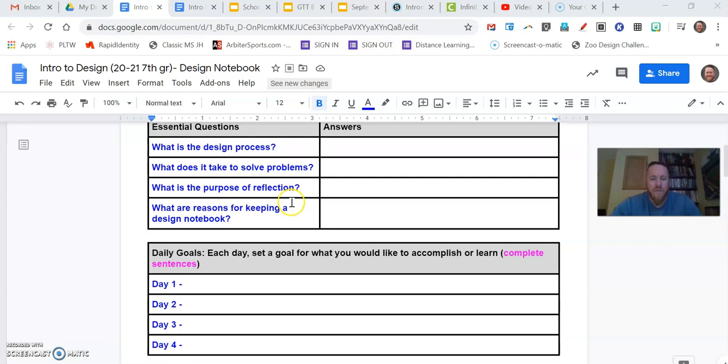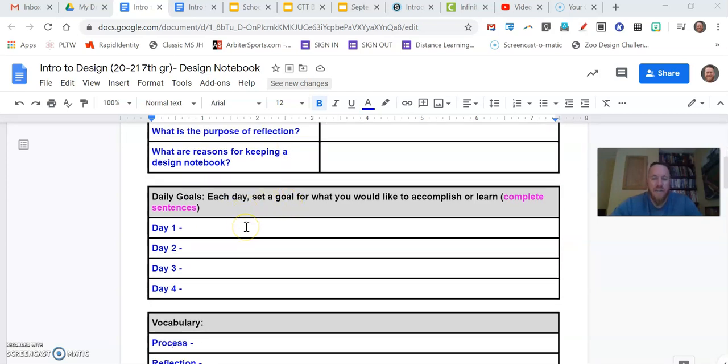All right, so as we scroll down here, daily goals. We're going to ask that you set a goal for each day. Each day, set a goal for what you would like to accomplish or learn. So here at the beginning of this, today you're going to do some vocab. What is a goal? You could say finish vocab. Yeah, finish vocab is a goal. Don't say finish work because it's not specific enough. What specific work do you want to finish? So today I'd like to finish vocab.